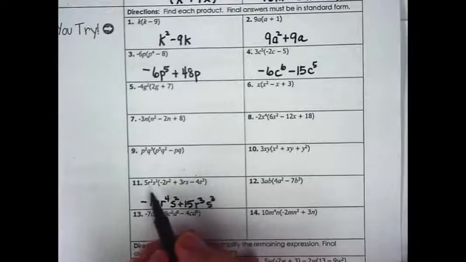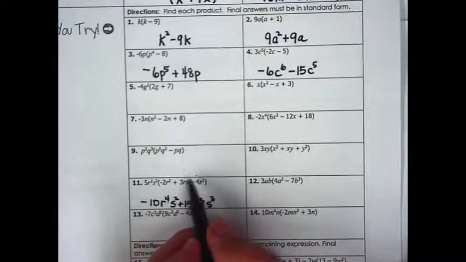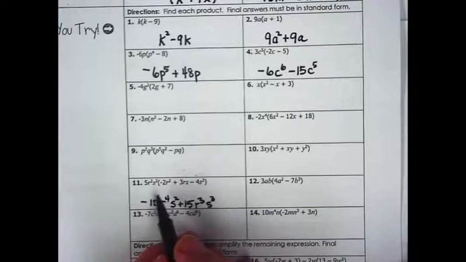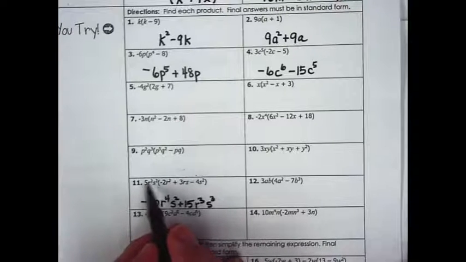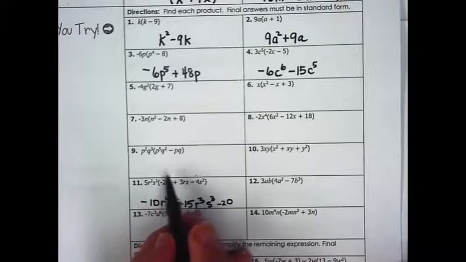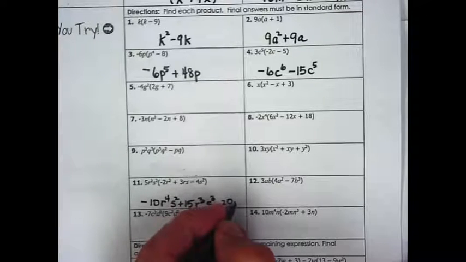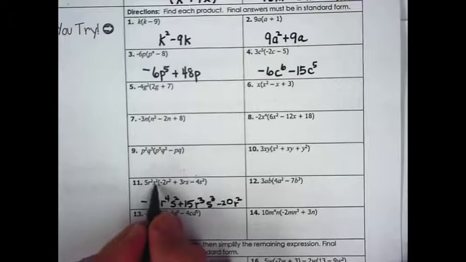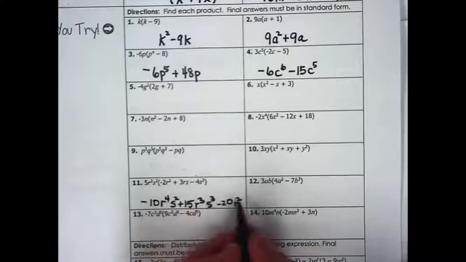And then finally multiplying into the last term, 5r squared s squared times negative 4s squared. I don't have any r's to multiply with in this one, so 5 times negative 4 is negative 20. I don't have anything to multiply the r with, so I'm going to write it down. And s squared times s squared is s to the fourth.